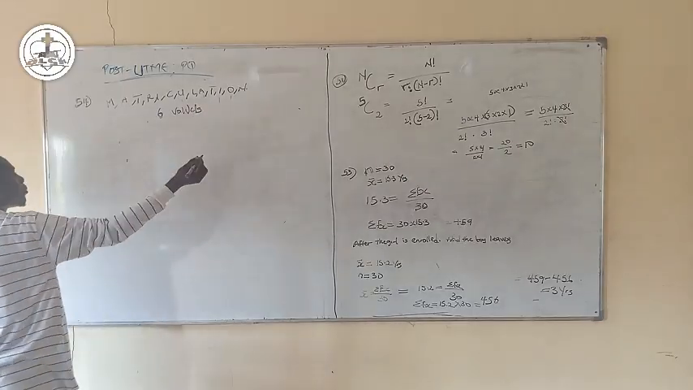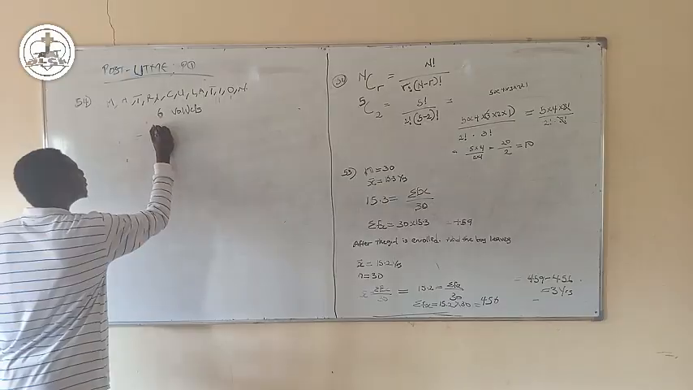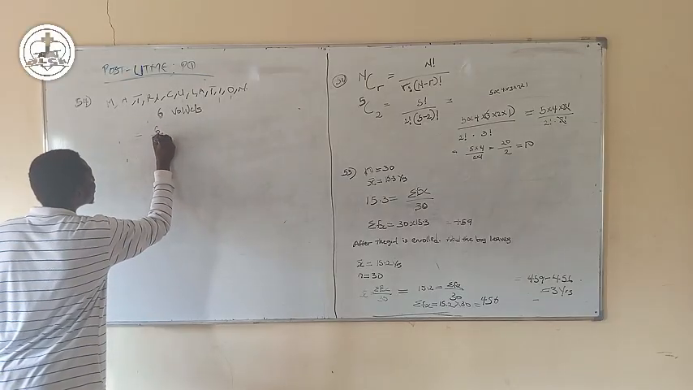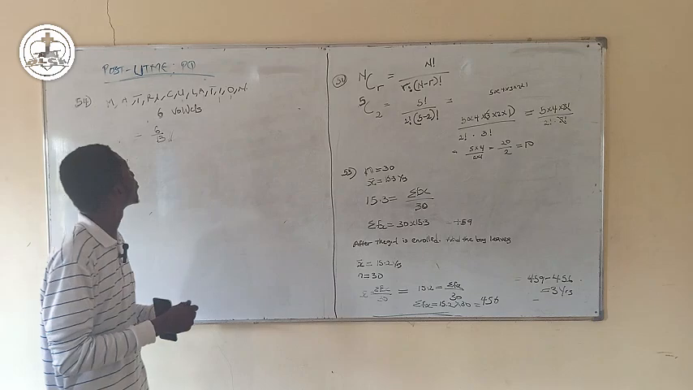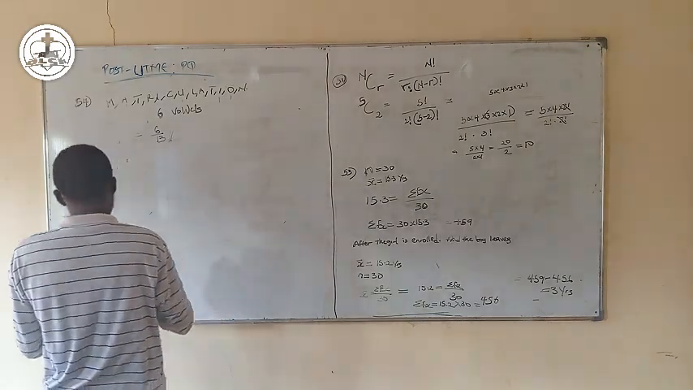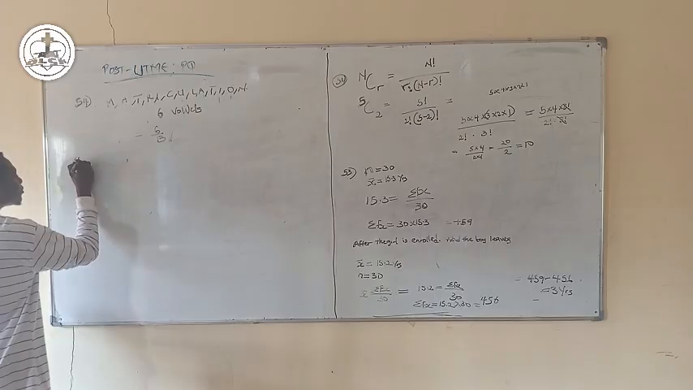Out of 13 letters, what is the probability of picking one vowel? It is simply 6 over 13. 6 out of 13. That's the probability of picking one vowel. So let's go to the next question. Number 55.